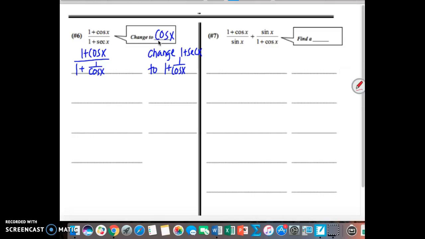The next thing we're going to try is to make a common denominator. So we are going to change the 1 in the denominator to cosine of x over cosine of x. So we will still have 1 plus cosine of x in the numerator, but in the denominator we will have cosine of x over cosine of x, which is equivalent to 1, plus 1 over cosine of x. Now, that's just having a common denominator for the bottom. We made a common denominator in the denominator.